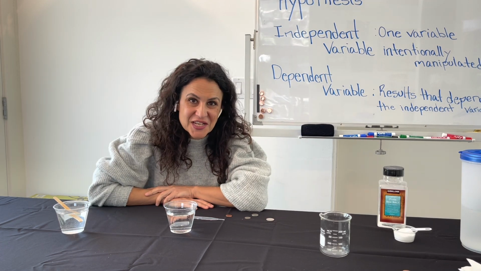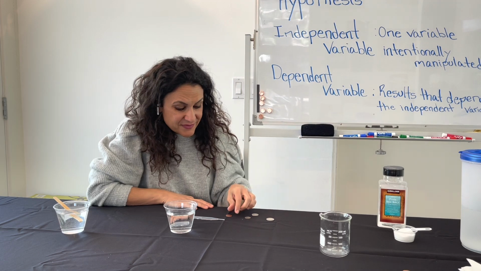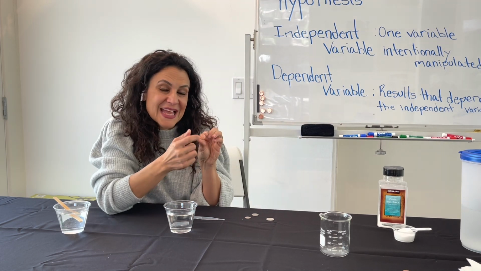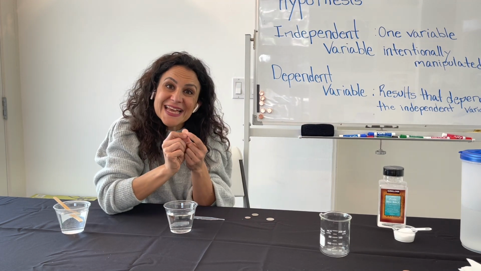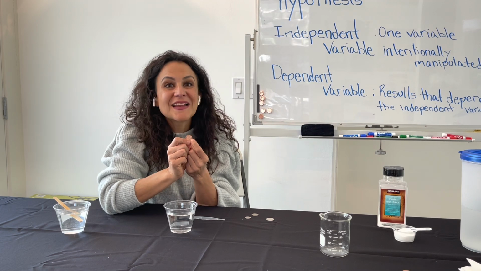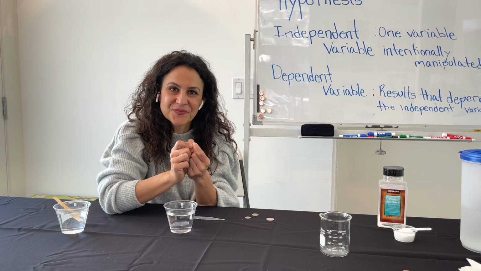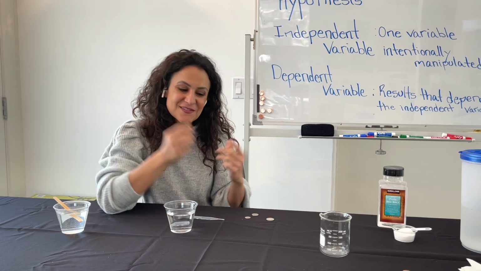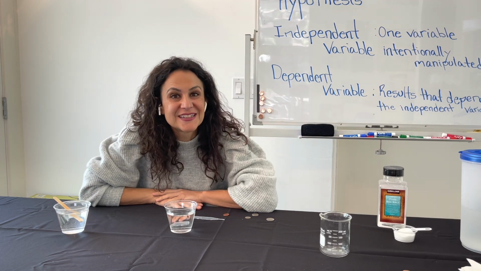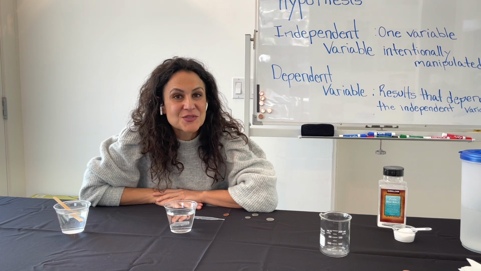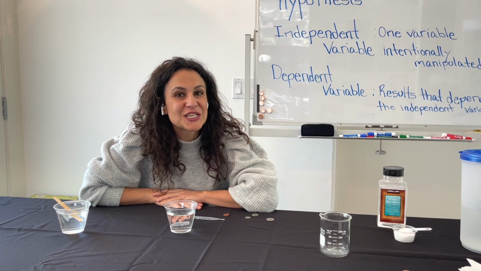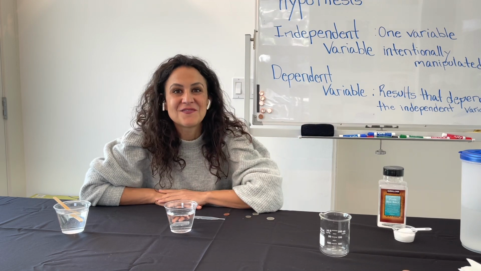What else could we change? We used the head side of the penny. What if we use the tail side? That could be another variable that we change. So many different variables that we could change here. But you have to always remember, in any good experiment, you only change one independent variable at a time.